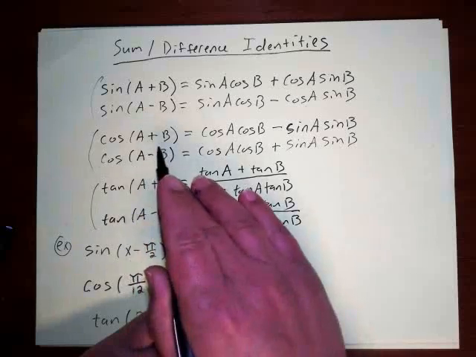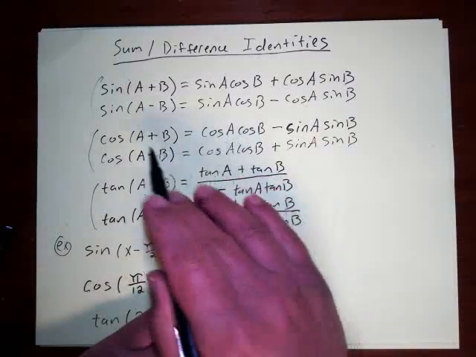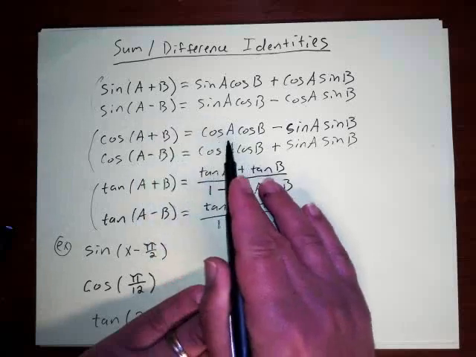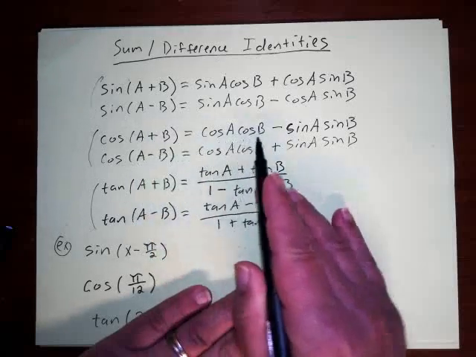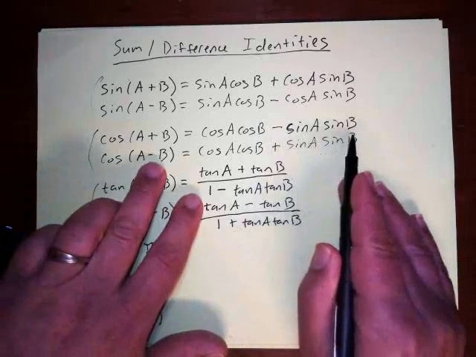Okay, now for cosine, the cosine of A plus B would be cosine A times cosine B, but this is minus here, sine A times sine B.